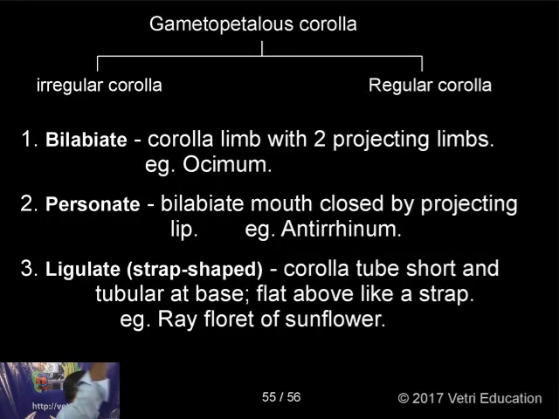And then irregular corolla, you can have irregular corolla, gamopetalous, bilabiate, two-lipped. Where this lip is formed, 2 petals one lip and 3 petals one lip. Corolla limb with 2 projecting lips in Ocimum. The second one, personate, that is closed. Bilabiate mouth closed by projecting lips, Antirrhinum. And the third one, ligulate. There is a strap-shaped corolla found in Helianthus, the ray florets of sunflower.